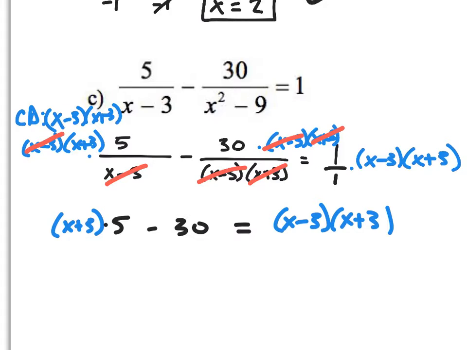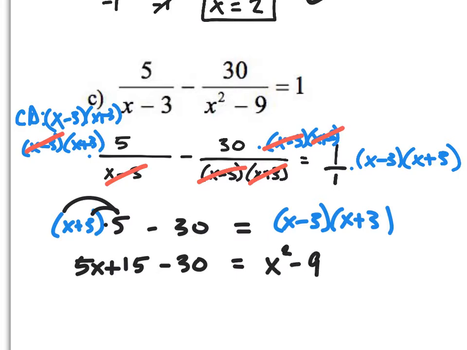At this point, I want to distribute this 5 into here and here. So I'm going to get 5x plus 15 minus 30 is equal to, and I'm just going to go ahead and multiply this as well. This is easy to multiply. We're just going to get x squared minus 9 if I multiply those binomials. The next thing I want to do is combine my like terms. So I've got 15 minus 30, which gives me negative 15. So I've got 5x minus 15 is equal to x squared minus 9.